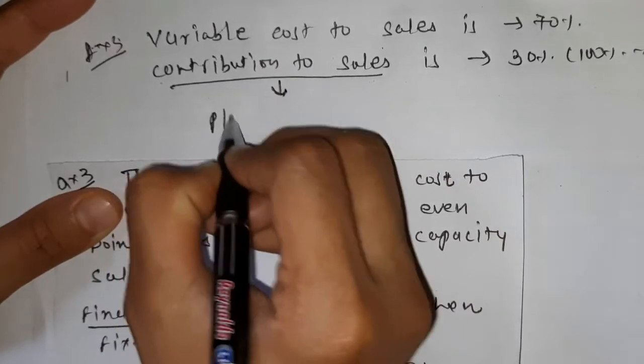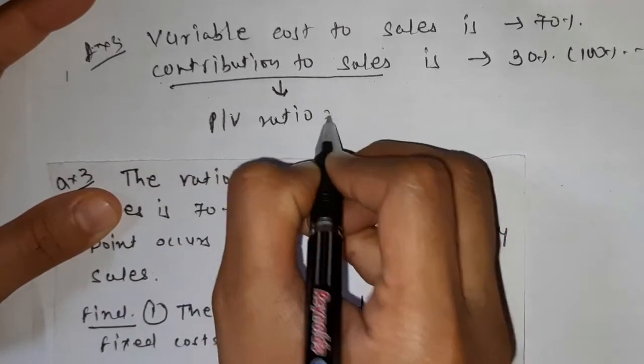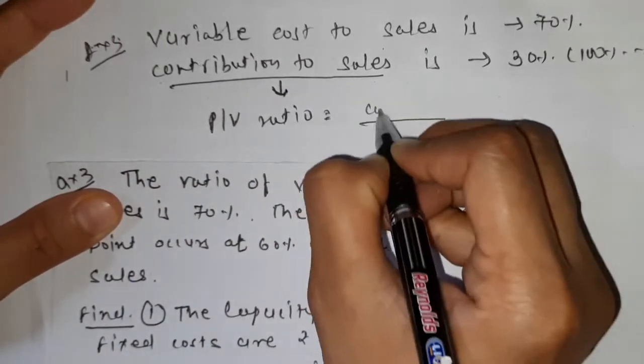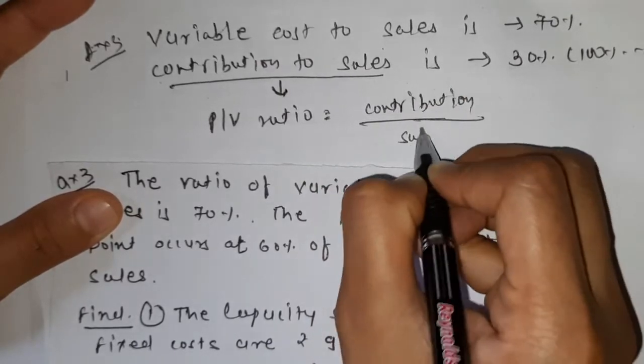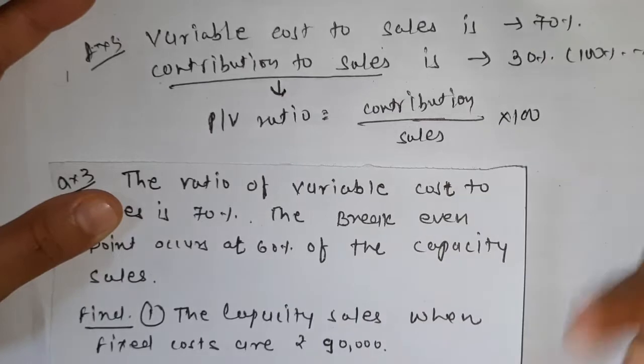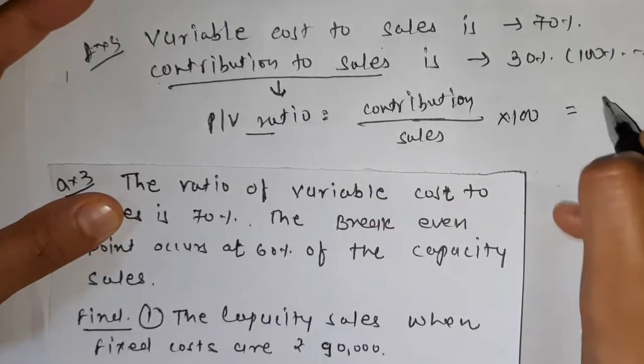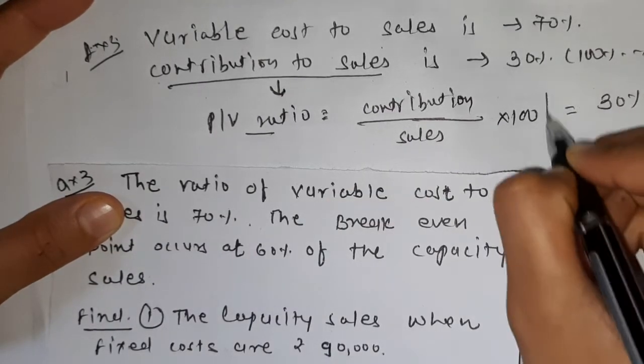Okay. What is this contribution to sales? It is nothing but the PV ratio. And what is PV ratio? It is a contribution divided by sales into 100. So we can say that PV ratio is 30%.